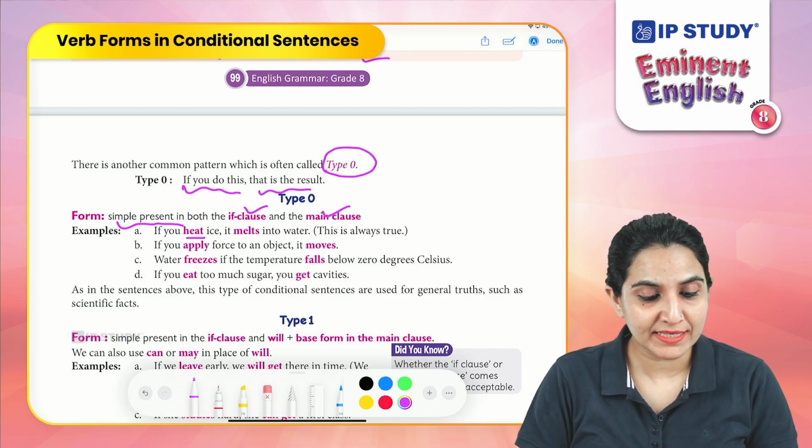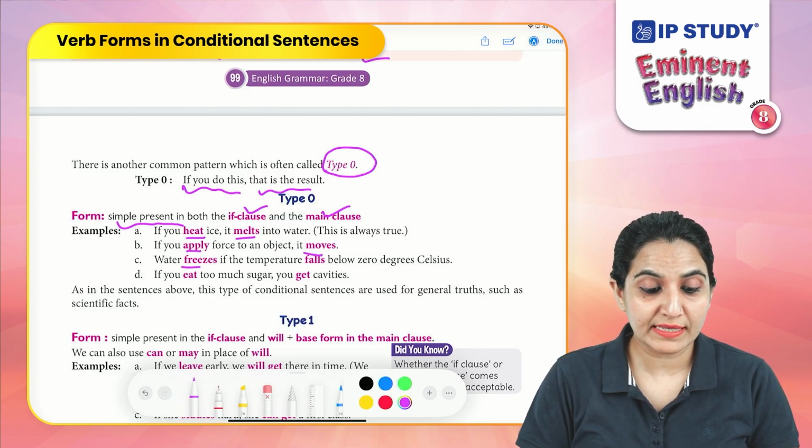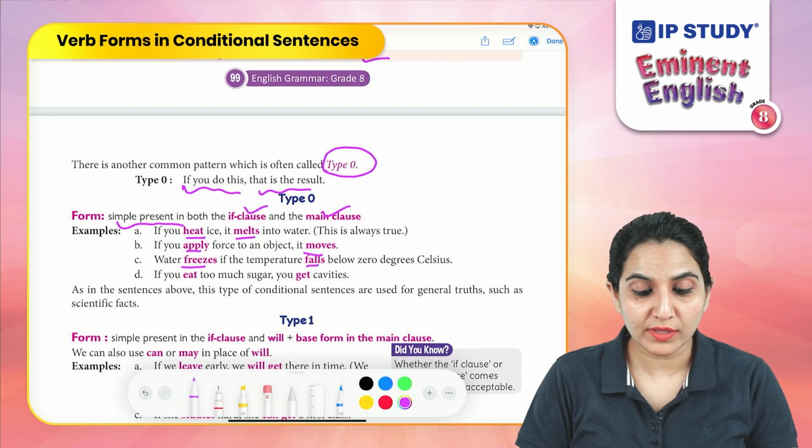If you heat ice, it melts into water. If you apply force to an object, it moves. Water freezes if the temperature falls below 0 degrees Celsius. If you eat too much sugar, you get cavities.